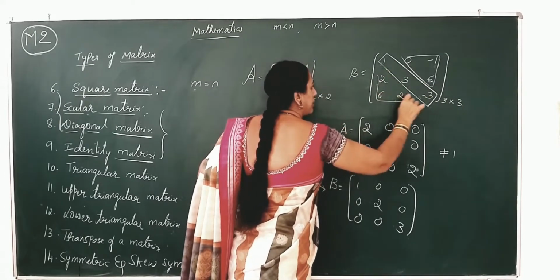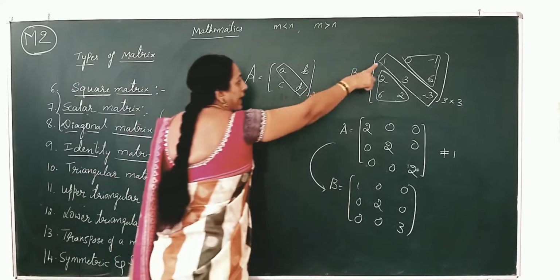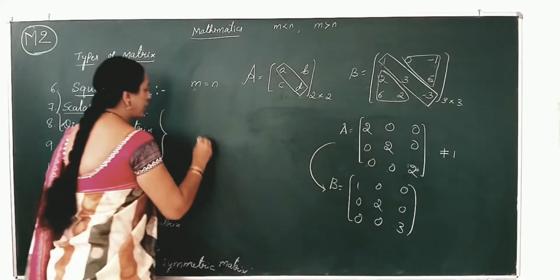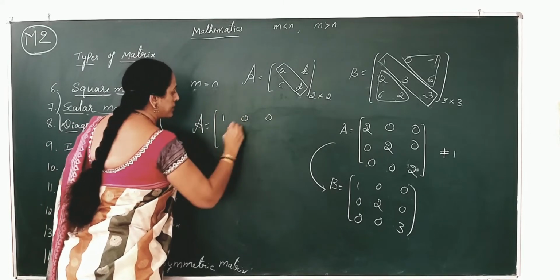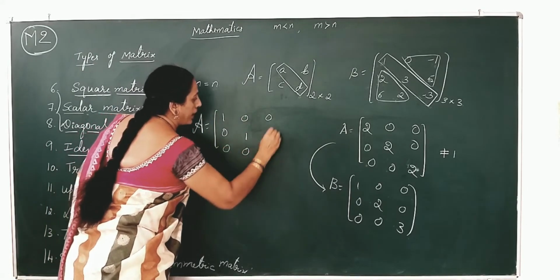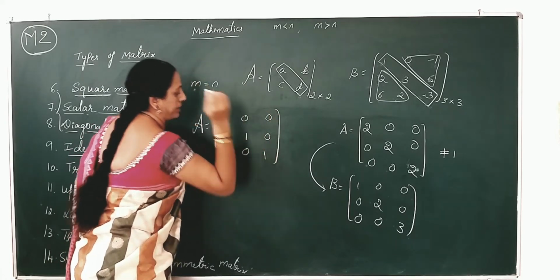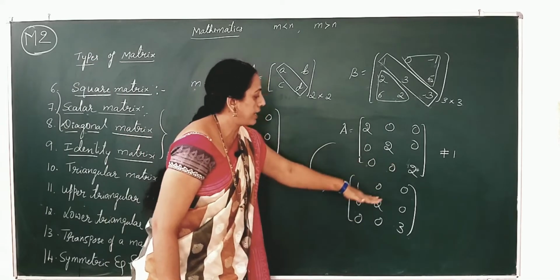Other than the principal diagonal, the remaining values are 0 and the diagonal elements are always equal to 1. The diagonals, these elements are always equal to 1. Such a matrix is called an identity matrix. And the same thing also applies with the scalar and then diagonal.